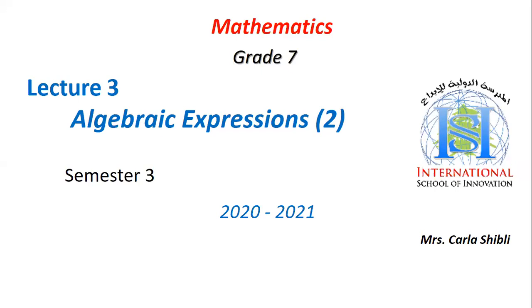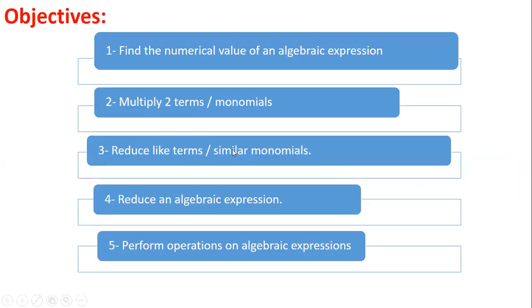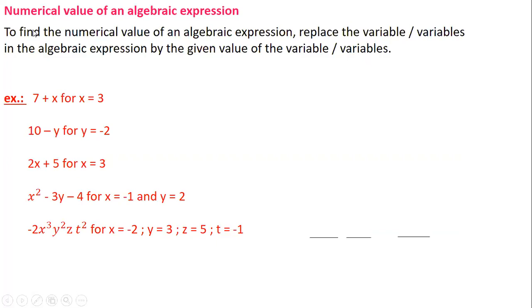So as we said yesterday, we started talking about part 2 of our lesson, which is algebraic expressions part 2. And we have many objectives in this lesson. Yesterday, we started talking about the first objective, which is find the numerical value of an algebraic expression. Let me go directly to this part. So yesterday we were finding the numerical value of an algebraic expression. It's very important to know what we mean by a numerical value of an algebraic expression.